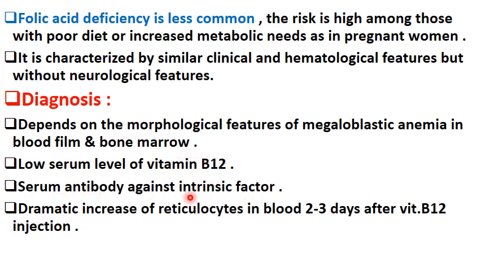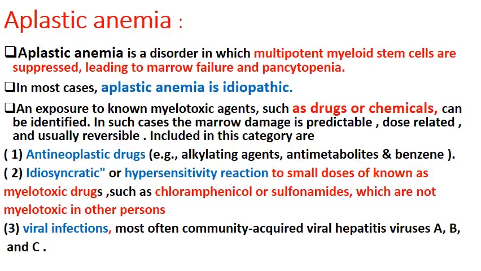The serum antibody against intrinsic factor, in case of pernicious anemia, when there is autoantibody against the parietal cell, we will find it in the serum of the patient. If the patient is given a vitamin B12 injection in case of deficiency, we will see a dramatic increase of the reticulocytes in the blood within 2 to 3 days. That means that the treatment of such a patient is successful.